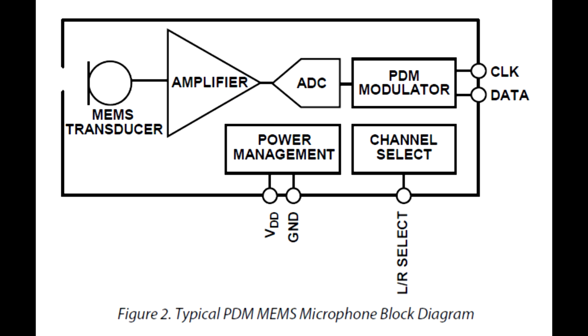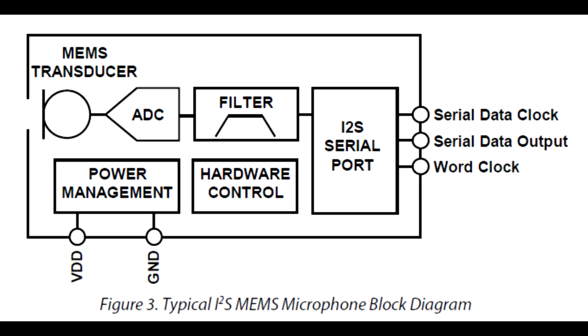Okay, here's a block diagram of a digital output MEMS microphone. So you can see it needs a clock and data lines hooked up to the microcontroller. And the output of this MEMS microphone is PDM, pulse density modulation, which is very similar to PWM. Okay, here's a second type of digital MEMS microphone, which has to be hooked up to a microcontroller with a serial data clock line. And the output of this MEMS microphone is the I2S protocol, which has the voice information.